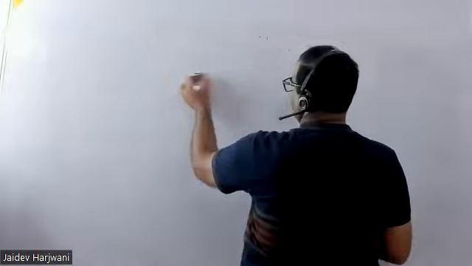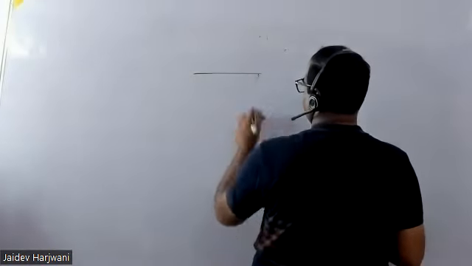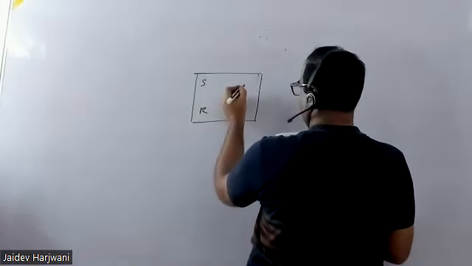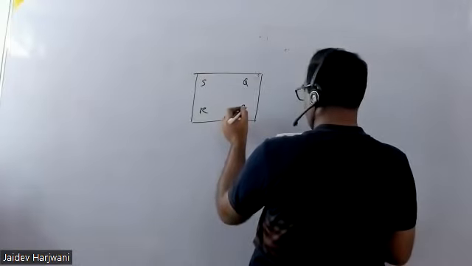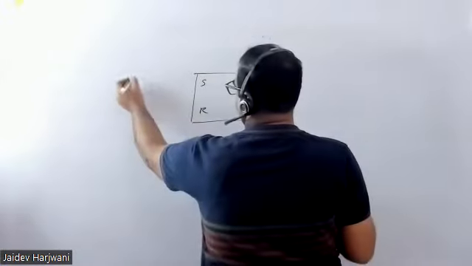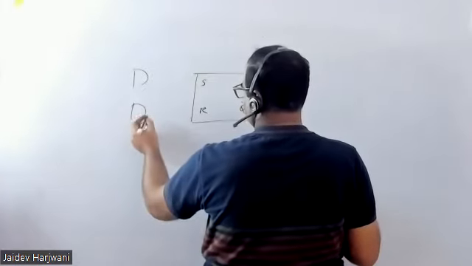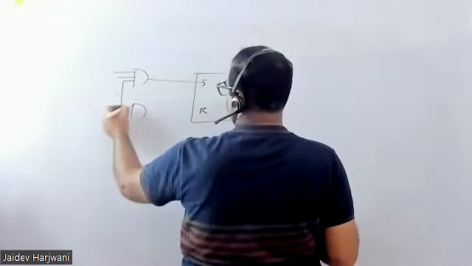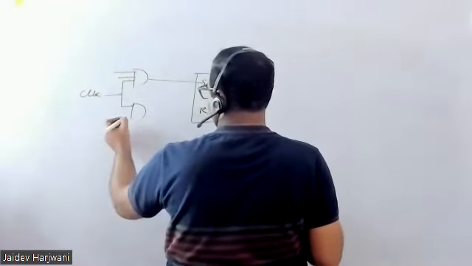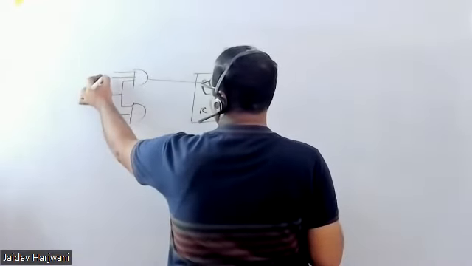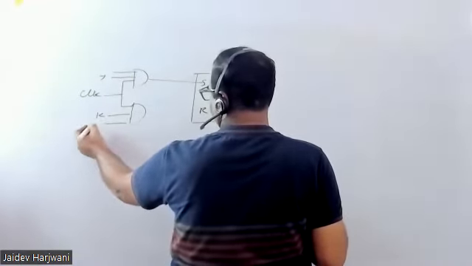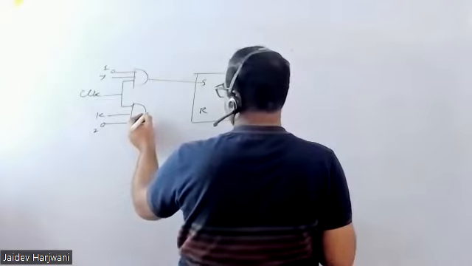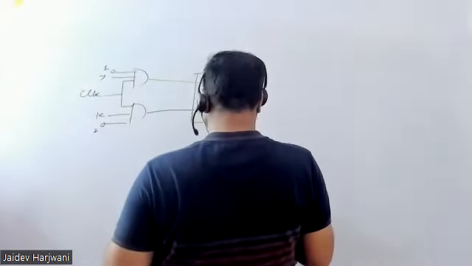Now they have given an SR flip flop, with Q and Q bar, and they have put two AND gates. Here they have given you the clock, and here the parameters J and K, and they say this is pin 2 and this is pin 1. The outputs of the AND gates connect to S and R.